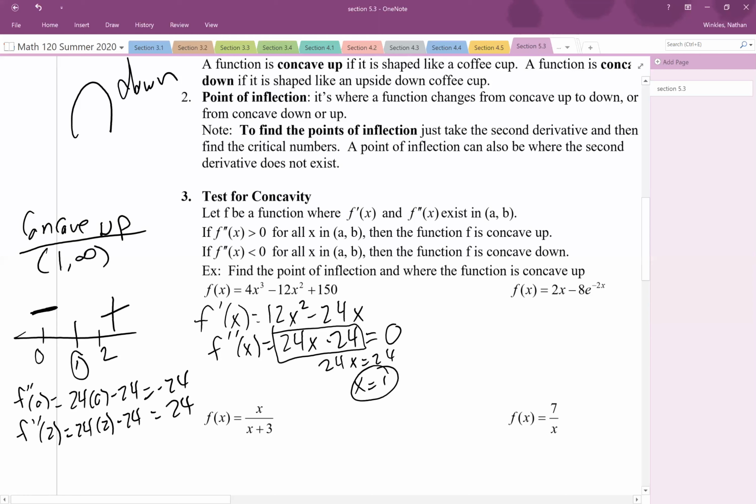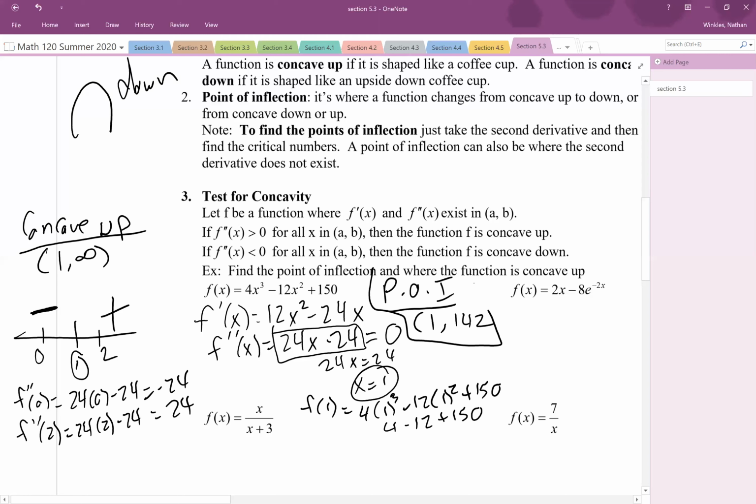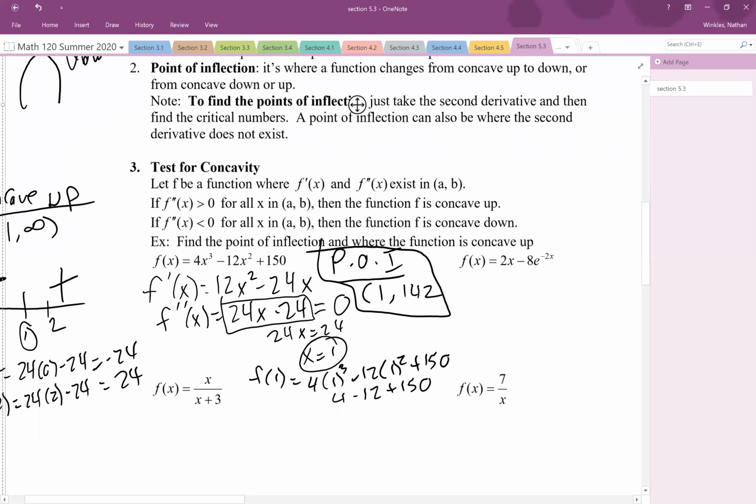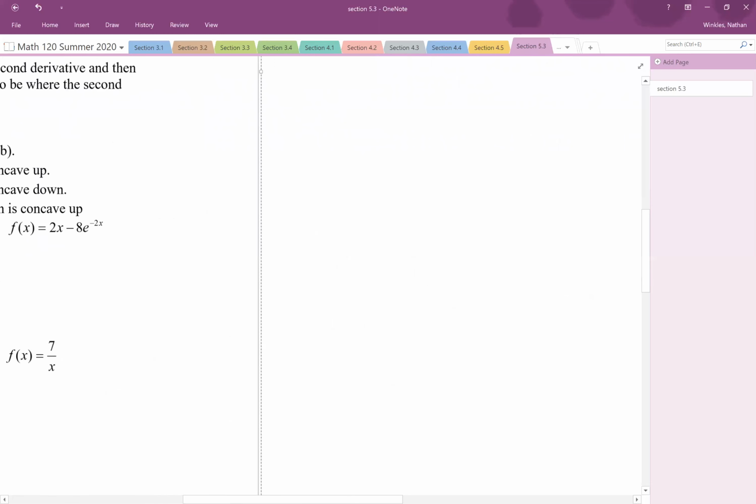Our point of inflection, which I'm just going to denote POI, is the point (1, f of 1). We plug in f of 1: 4 times 1 cubed minus 12 times 1 squared plus 150. 4 minus 12 plus 150, so negative 8, so 142 is our point of inflection. So very similar process to what we've been doing, just now we're doing it with our second derivative.